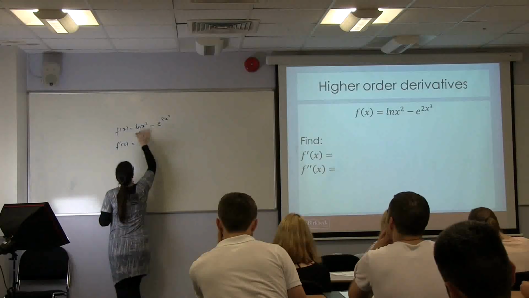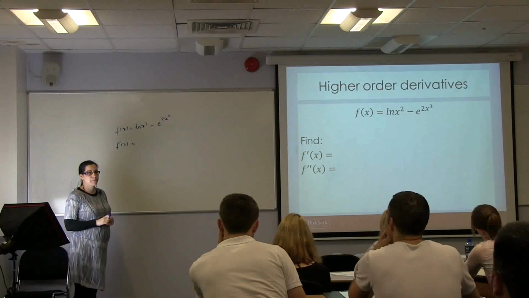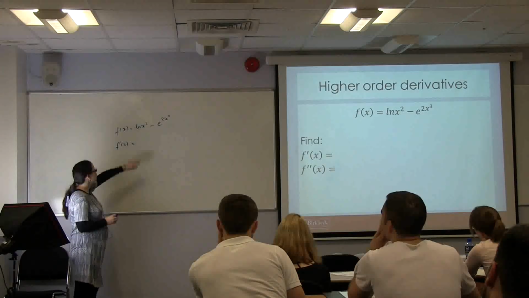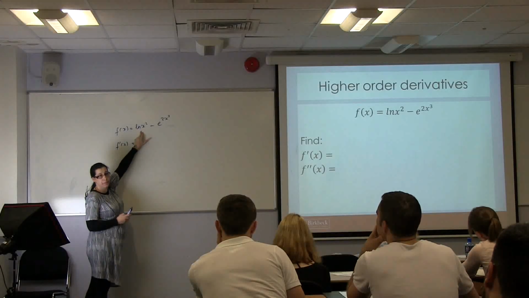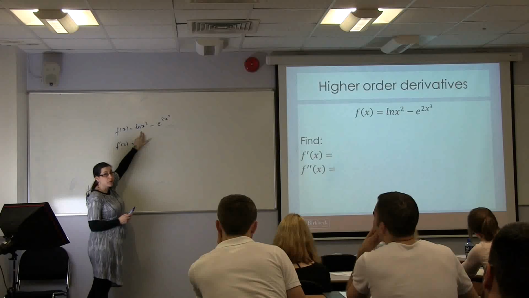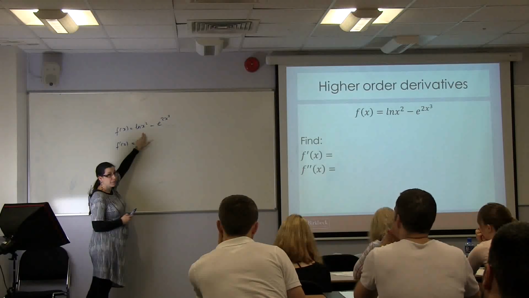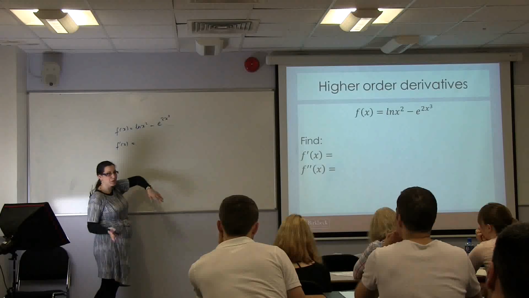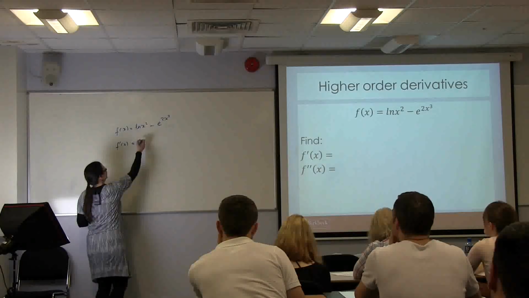What do I know about each of these functions? ln x squared, what kind of function is this? A composite function. So what rule do I need to use? Chain rule. The chain rule. Okay, am I just being too obvious and you don't want to talk? Okay, shall we just get on with it?